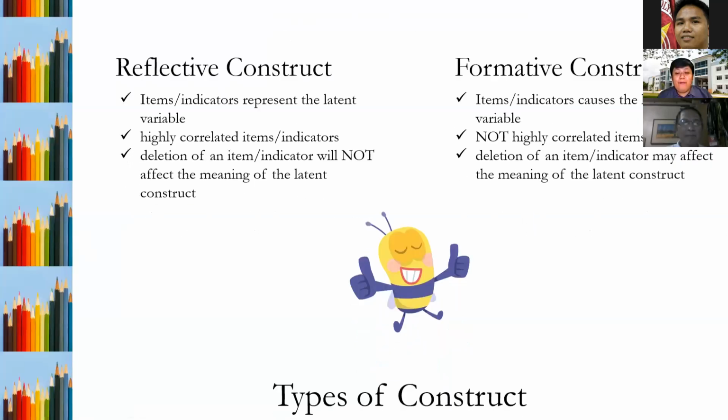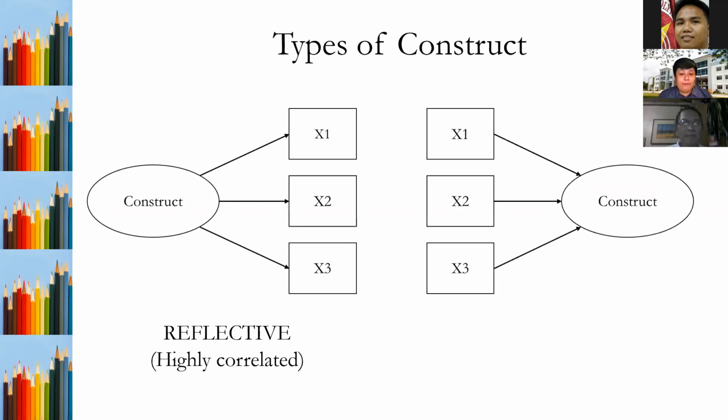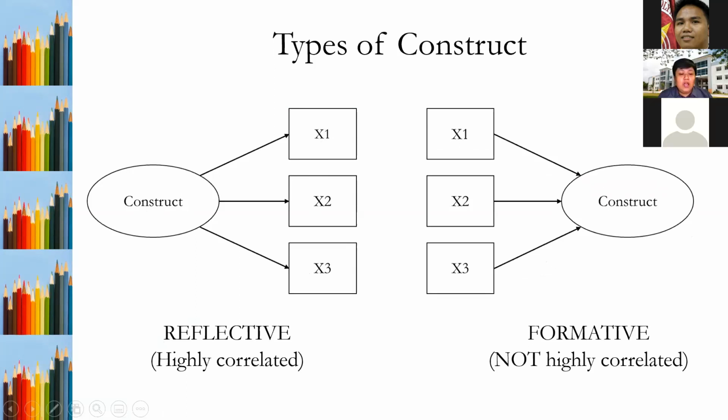So that's the difference between a reflective and a formative construct. Before I give you an exact example of what a reflective construct is and what a formative construct is, let's first have the diagram representation of the two types of constructs. This is how we represent them using a diagram. In a reflective construct, let's say this is satisfaction, and this x1, x2, x3 are your items or indicators. You will see the arrow is moving towards your items or indicators.